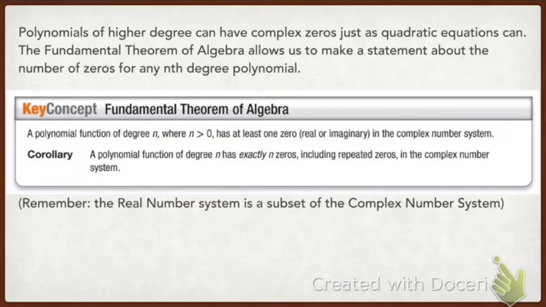A corollary to this is that a polynomial function of degree n has exactly n zeros. So if you have a power of 5, that means you will find 5 zeros. Some of these will be repeated, and some will be in the complex number system.